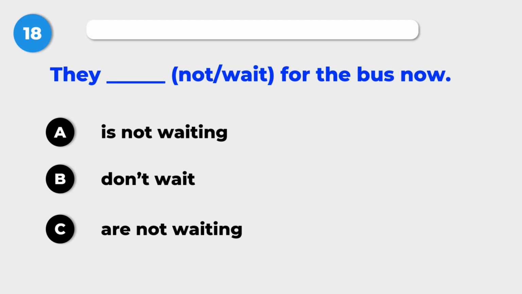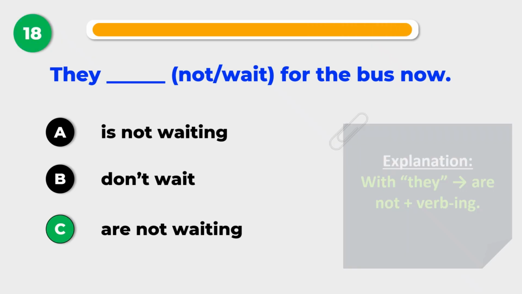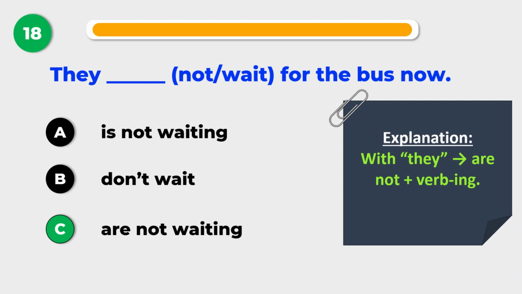Question 18. They dash for the bus now. The correct option is C, are not waiting. They are not waiting for the bus now.